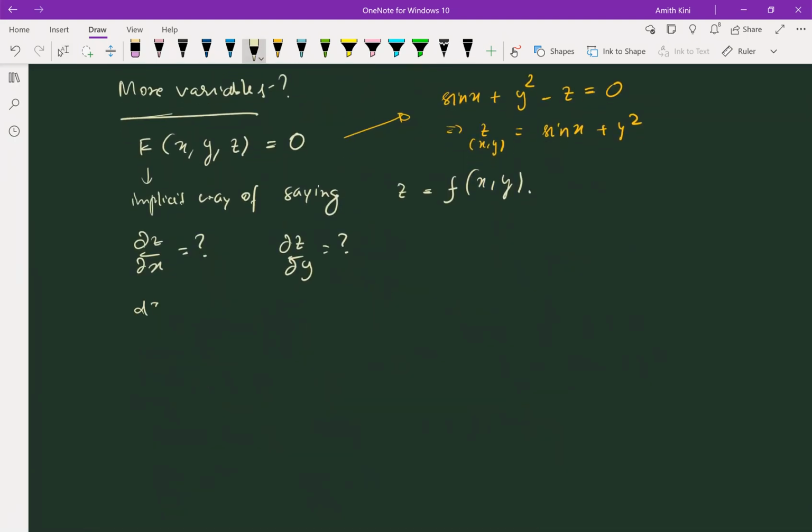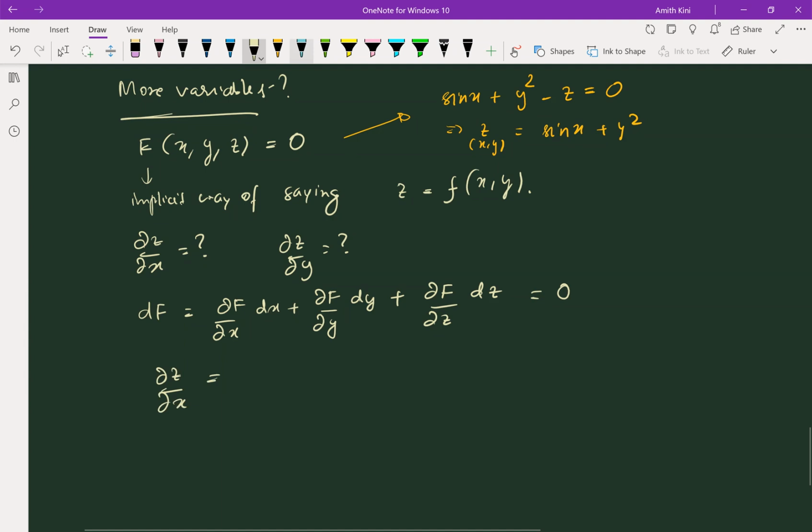First we will write the differential df of the function, which is equal to 0. And that will be del f by del x dx plus del f by del y dy plus del f by del z dz. And because the function is always equal to 0, it shouldn't change, so its differential will also be equal to 0. Now, let's say I want to find del z by del x. I have this information with me. Can I manipulate this to find del z by del x? You have to use the meaning of what del z by del x means.